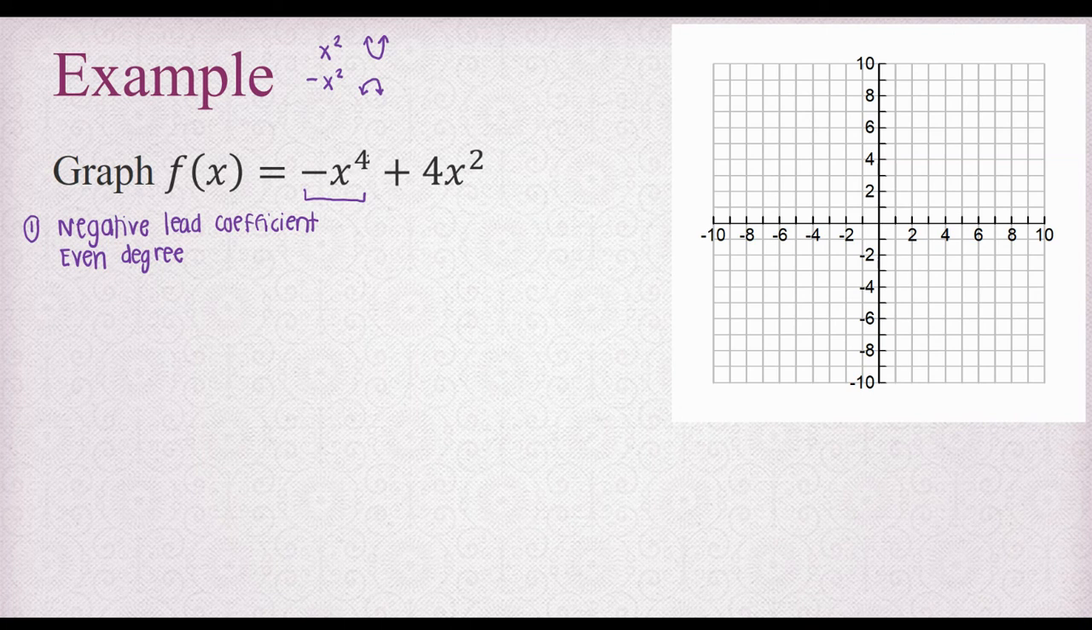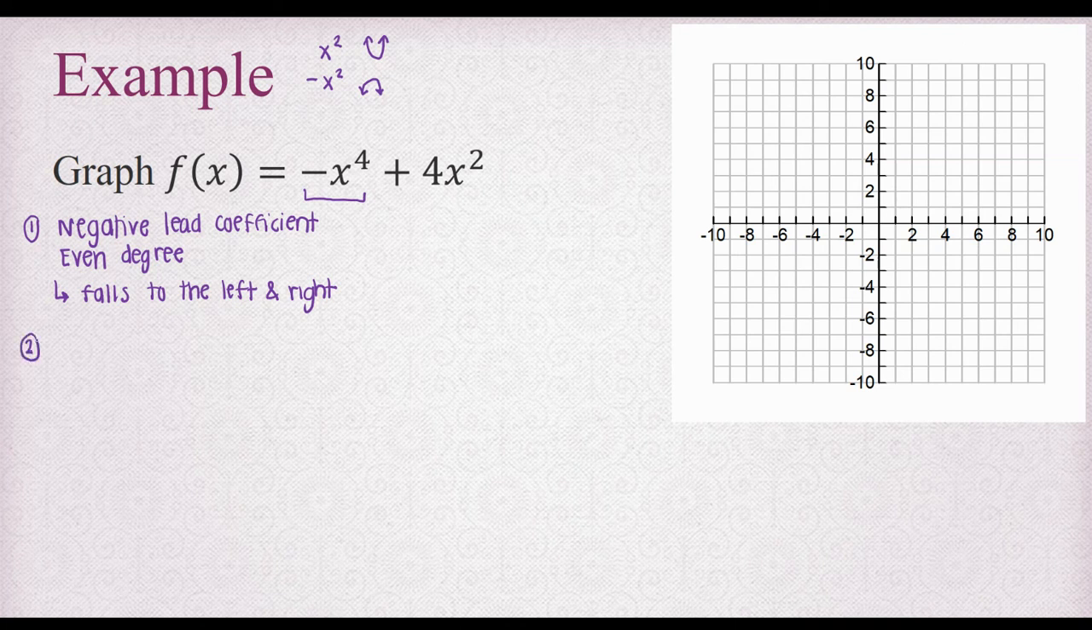So same thing here. When it's an even degree, notice that if it's a negative lead coefficient, I know that I'm going in the same direction. Because it's negative, it's going to be falling. So it falls to the left and the right. If I don't have my graph going down in both directions, then we've made a mistake.